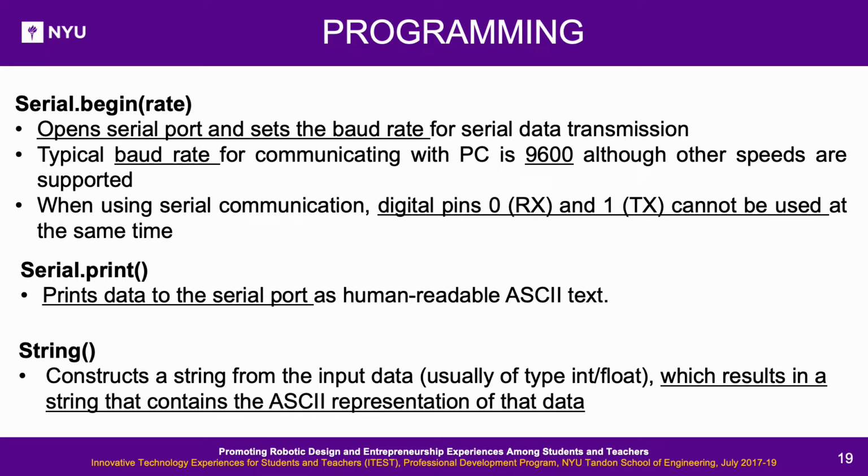Serial.print is the command used to print data to the serial port as human-readable ASCII text. The string command constructs a string from the input data, which is usually of int, float type, which results in a string that contains the ASCII representation of that data.